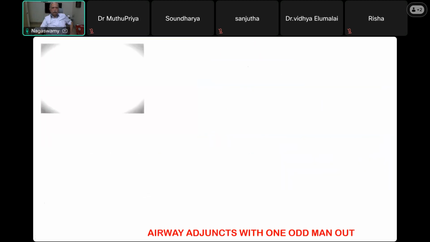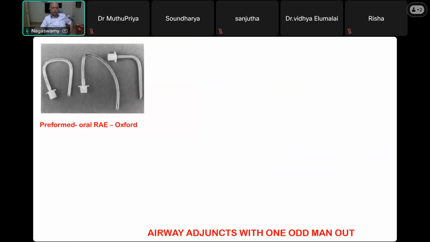Airway adjuncts are shown here. What are these things? Can you identify the 3 tubes here? RAE tube. This is the RAE. All of them are RAE? No, the first one is RAE, the second one is, the middle one is RAE.